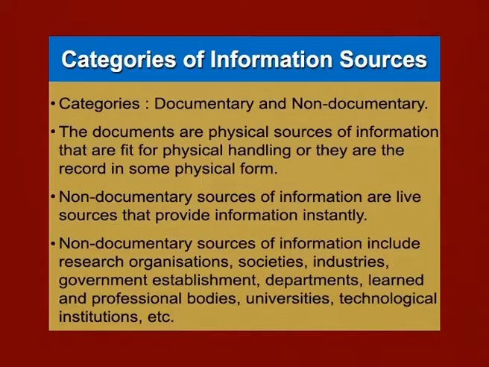Non-documentary sources of information include research organizations, societies, industries, government establishments, departments, learned and professional bodies, universities, technological institutions, etc. So, when you are a library and information science professional working in one of these organizations, you need to understand which are the documentary sources and which are the non-documentary sources. That gives you the first level of classification. Documentary sources classification could be different, but non-documentary sources you need to identify first, and then you can go for a classification system. So, you have to identify which are those non-documentary sources and what the sources of them are.